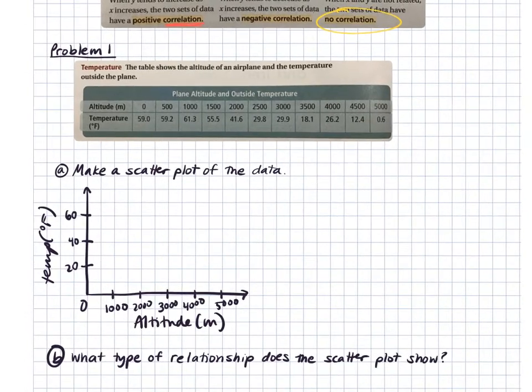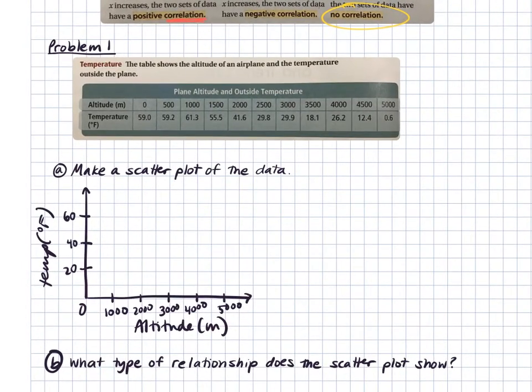So this first problem gives us a table of the altitude of an airplane with the temperature outside the airplane. Does altitude relate to temperature? It says to make a scatter plot of the data. That's the first thing we're going to do.